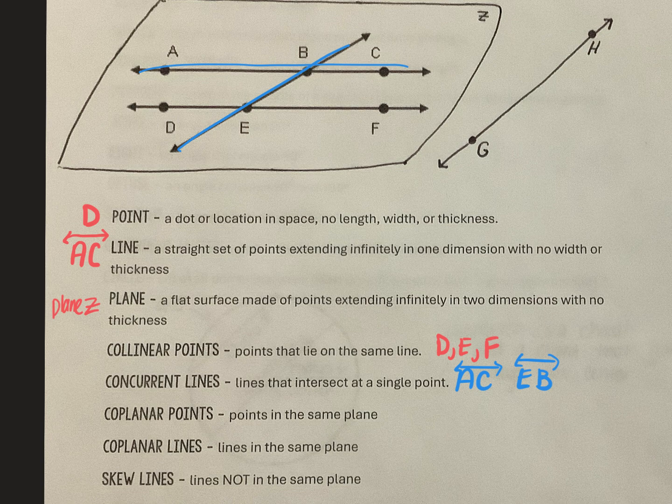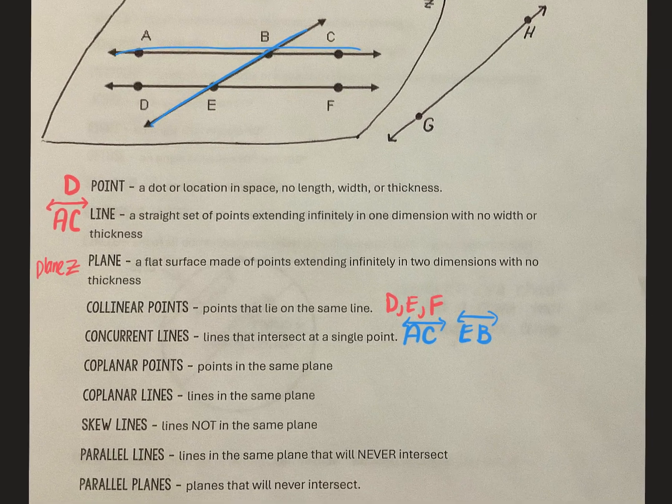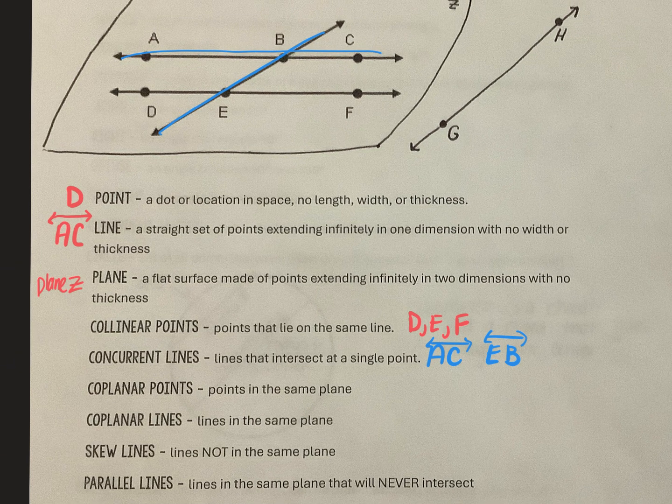So coplanar points are just some points in the same plane. So just pick a couple, right? I'm going to say D, B, and F. Right? It really doesn't matter. Right? But they're just points that are all in the same plane.